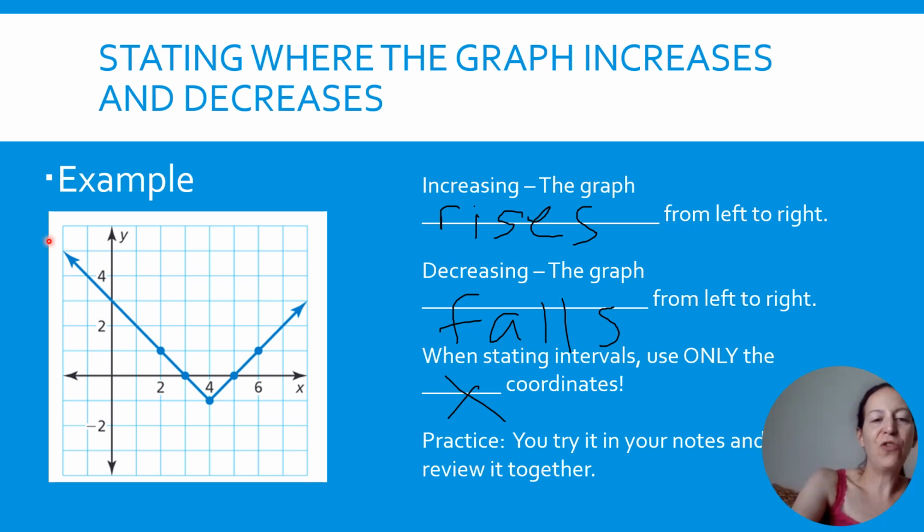Okay, you go over left and then trace the graph. So I can see it is falling, falling, falling, falling. And then when I get to the vertex, now it is rising, rising, rising.